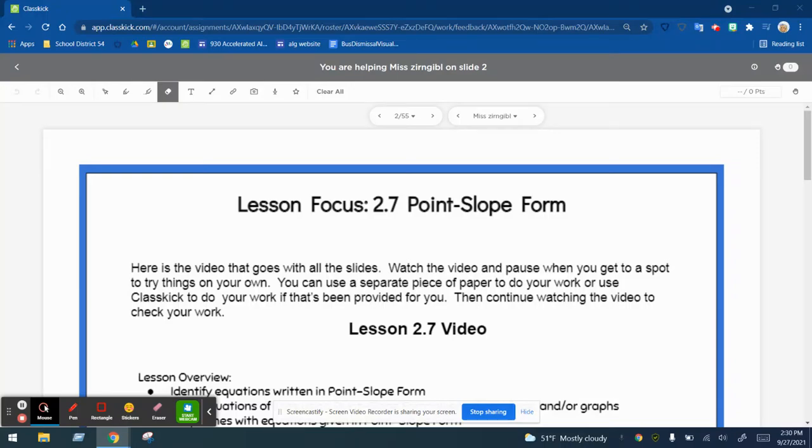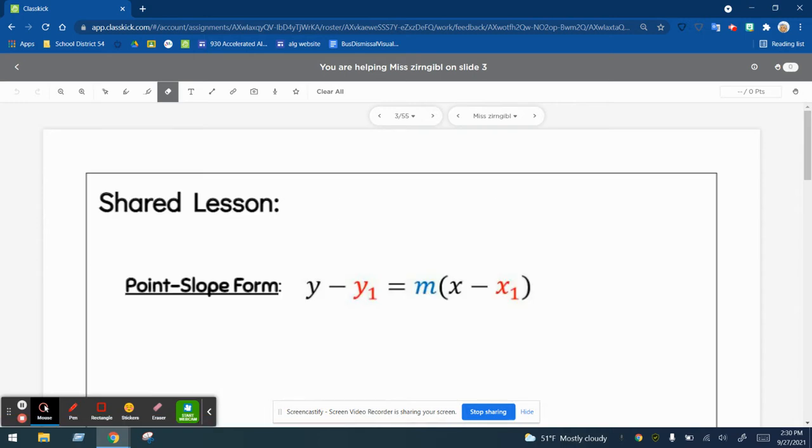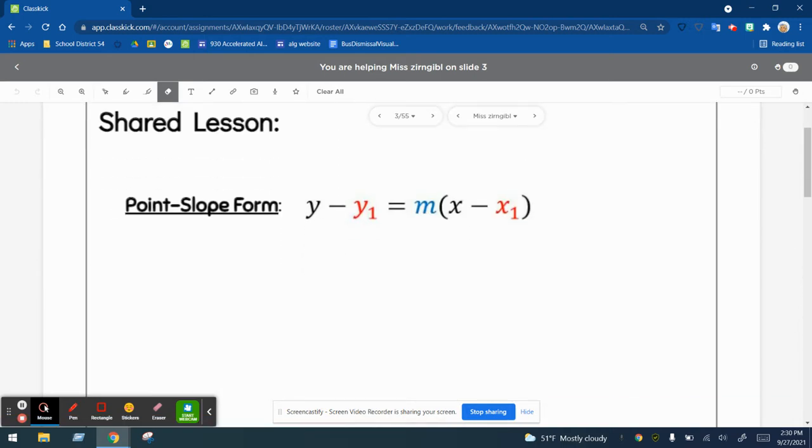Everybody, we are moving on to lesson 2.7, point-slope form. Go ahead, get out your notes, your notebook, pencil, something to write with, and follow along.